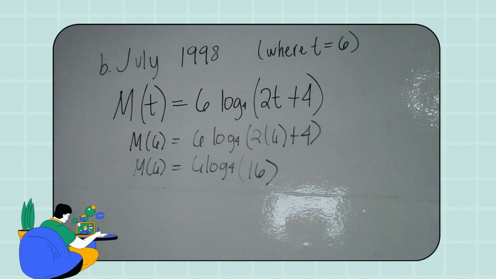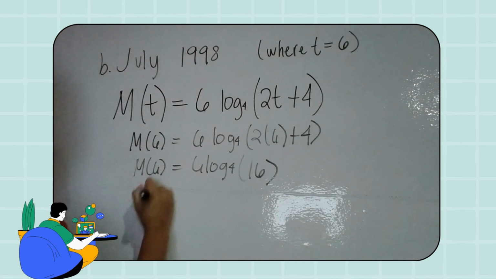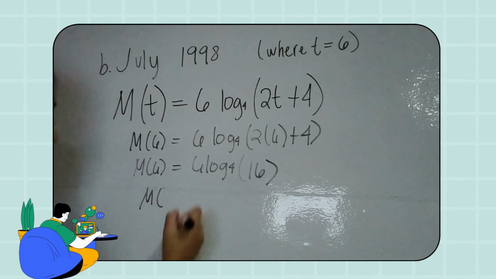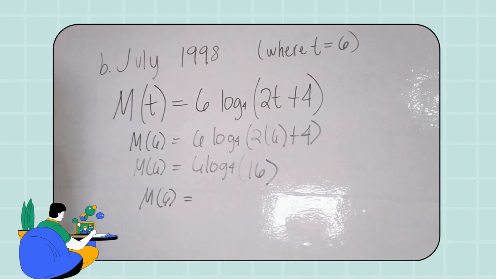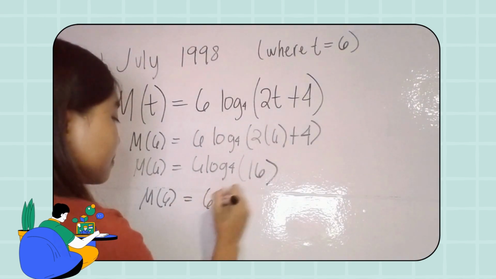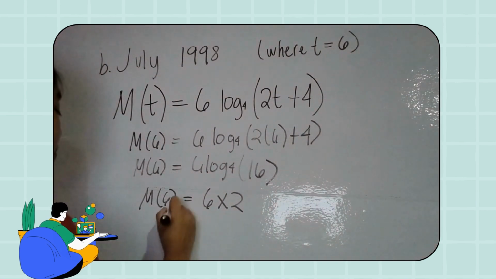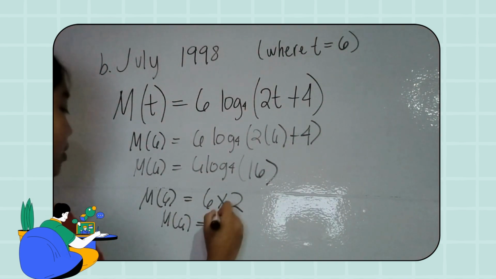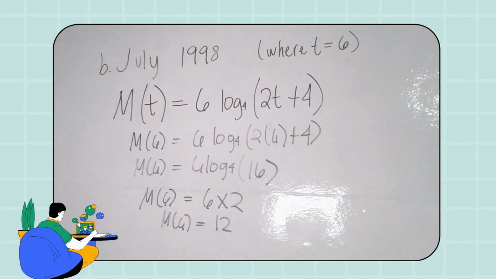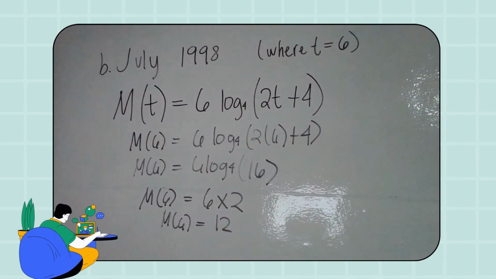So we know that the logarithm base 4 of 16 is equal to 2, because 4 to the power of 2 is equal to 16. So we have m of 6 equals 6 times 2, which is equal to 12. Therefore, the number of mice in the house in July 1998 was 12.